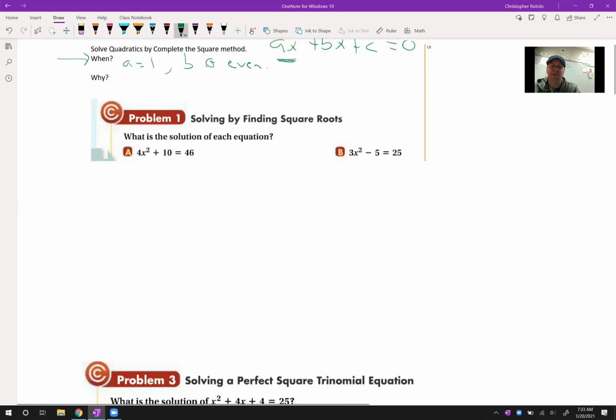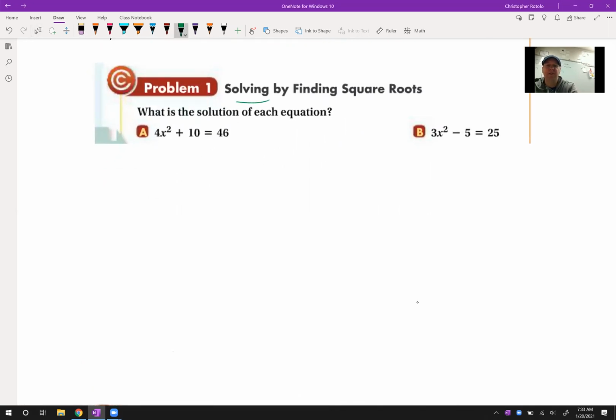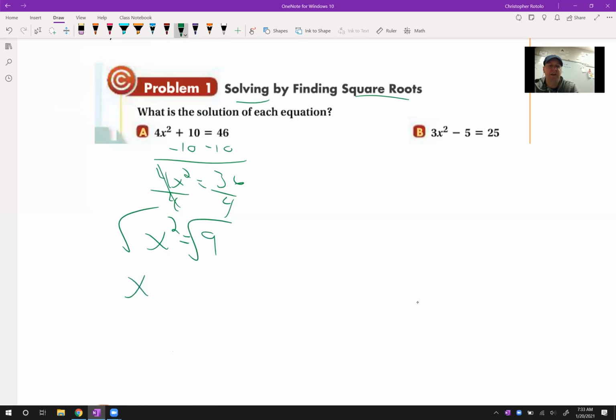All right. So first thing we're going to do is review how to solve using square roots. So I might subtract 10 here. So 4x squared equals 36. I'm going to divide by 4, right? Because I'm trying to get this x squared by itself. I want something squared by itself. And then I take the square root. And then you're like, oh, you know what? That's plus or minus 3. Okay, so as we solve here, we're going to work with that. So if I had positive 3 and I squared it, this would work. If I had negative 3 and I squared it, this would work.